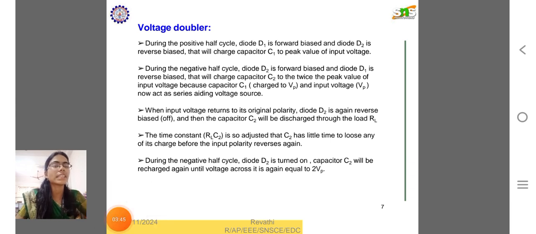During the positive half cycle, diode D1 is forward biased and diode D2 is reverse biased. This charges capacitor C1 to the peak value of the input voltage. During the negative half cycle, diode D2 is forward biased and diode D1 is reverse biased. That will charge capacitor C2 to twice the peak value of the input voltage, because capacitor C1 and the input voltage now act as series aiding voltage sources. During the negative half cycle, diode D2 is turned on and capacitor C2 will be recharged again until the voltage across it is again equal to 2Vp.